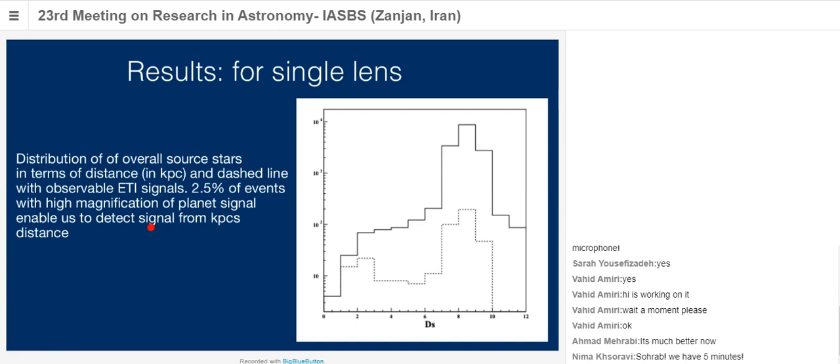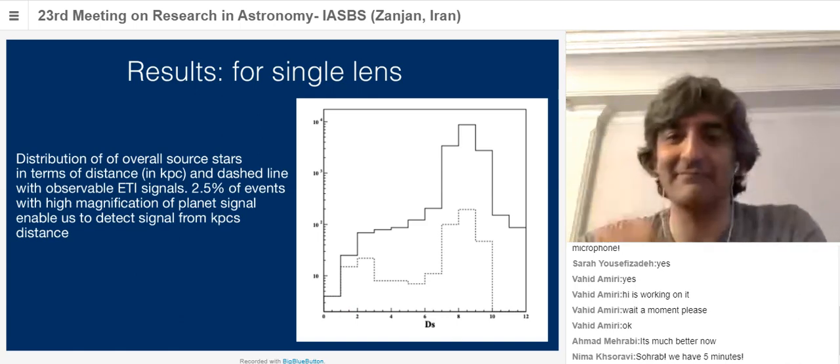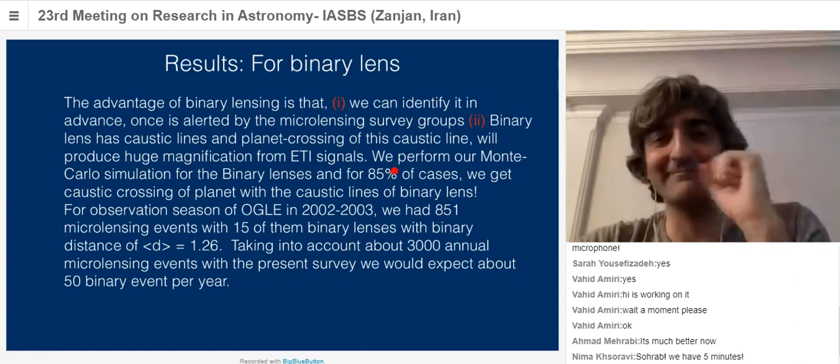And the point is that if you look at this distance, we can detect with our radio telescopes signals up to a few kiloparsecs, for instance, 8 kiloparsecs up to 10 kiloparsecs. We can detect this kind of signals coming from an advanced civilization, and that's due to the magnification in the gravitational lensing.